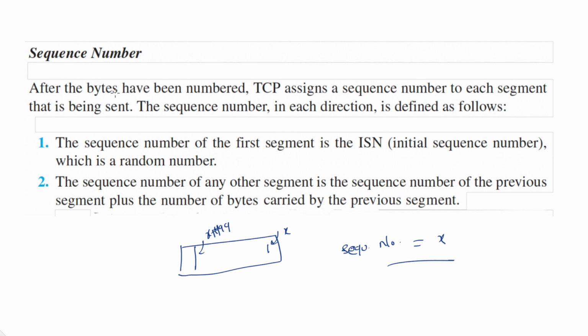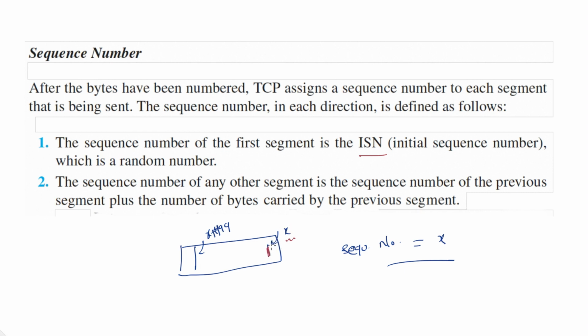After the bytes have been numbered, TCP assigns a sequence number to each segment that is being sent. The sequence number in each direction is defined as follows. The sequence number of the first segment. So whenever you are numbering the bytes, you will initialize something called the initial sequence number. So you will generate some random number, and let's suppose that random number is X.